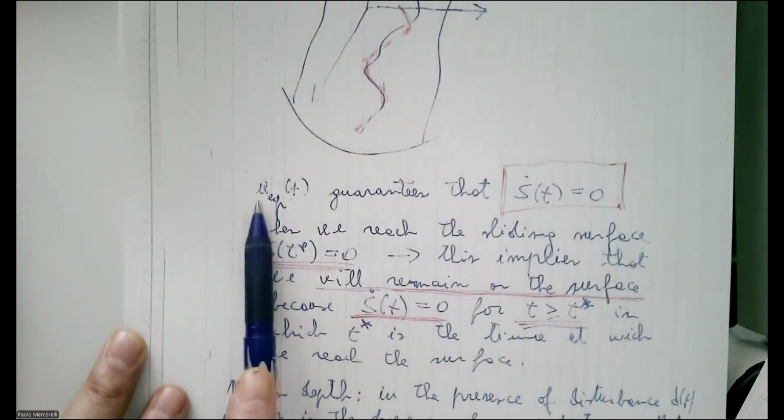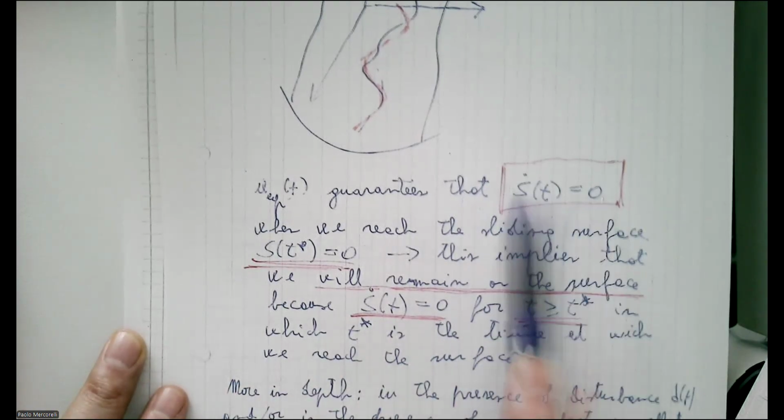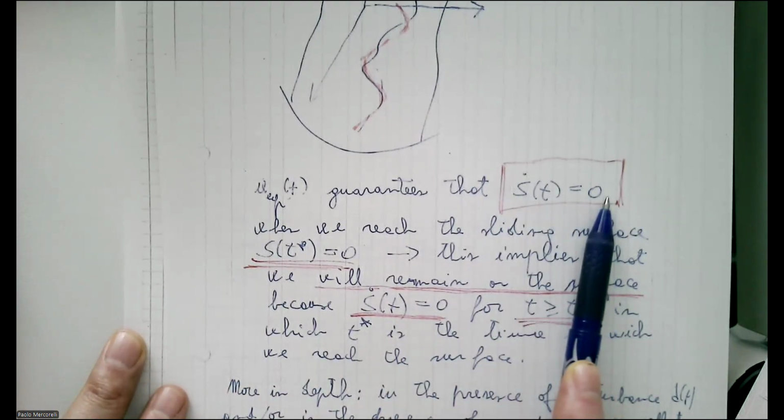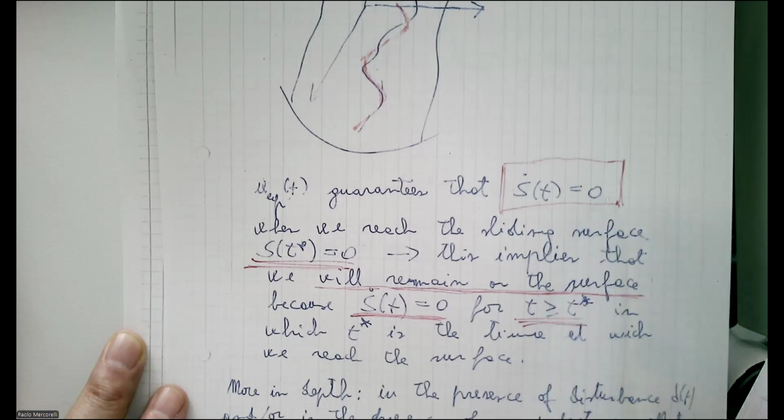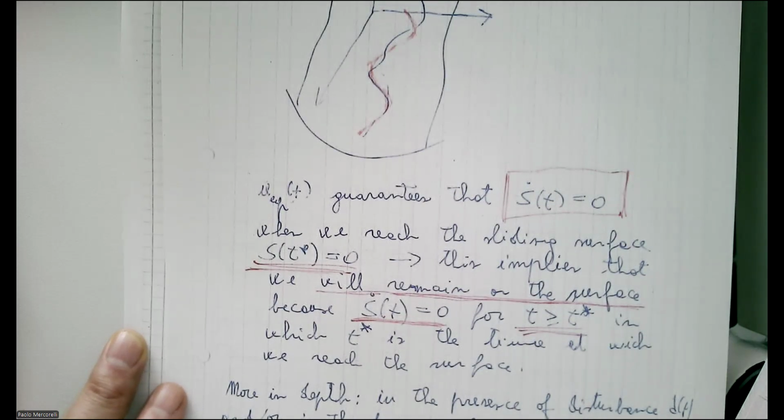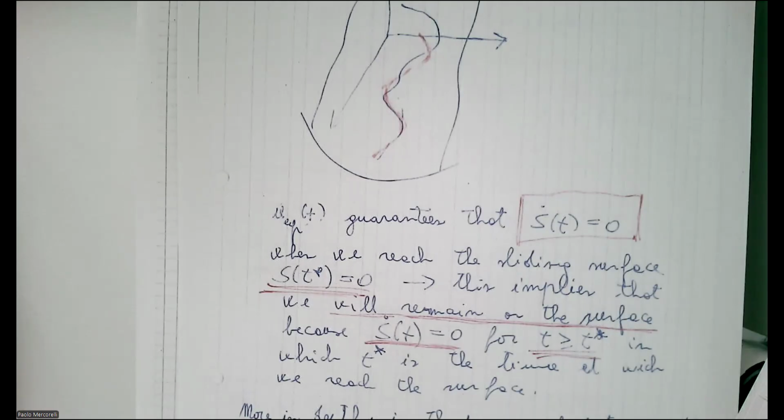Look here. U equivalent guarantees that S dot equals zero. If I go out, I have the switching part, which guarantees that I come back to the surface. When I go out, if I have a disturbance, this means totally theoretically, the corrective part guarantees that the system is insensible with respect to the disturbance, because I reject the disturbance thanks to the switching. A little bit of a complex concept, of course, but at least I told you a little bit.